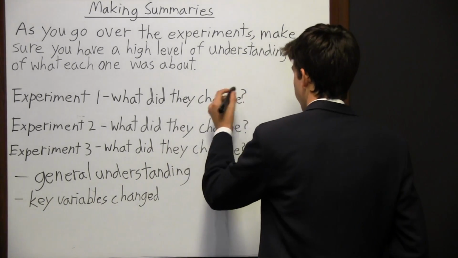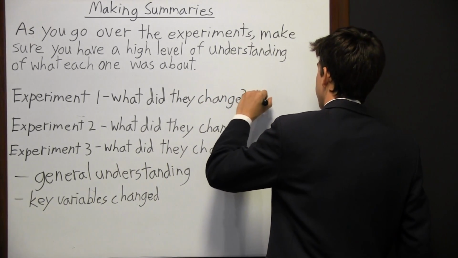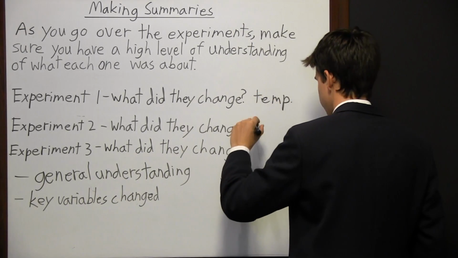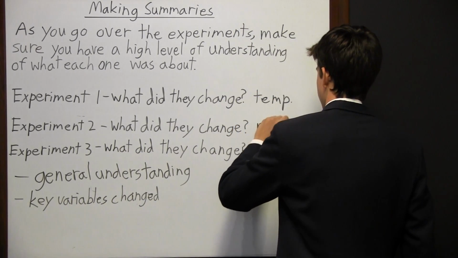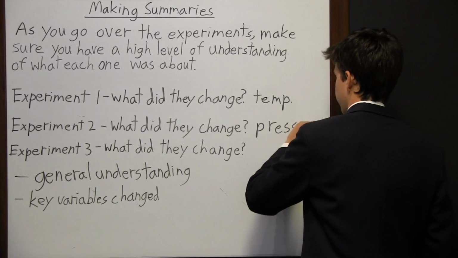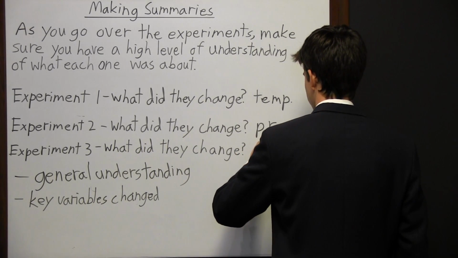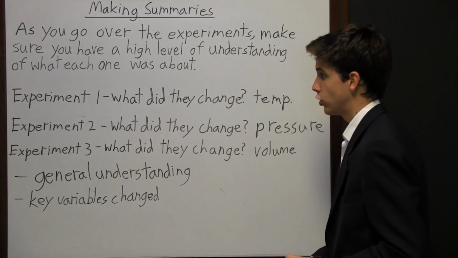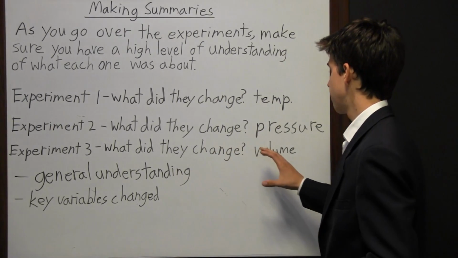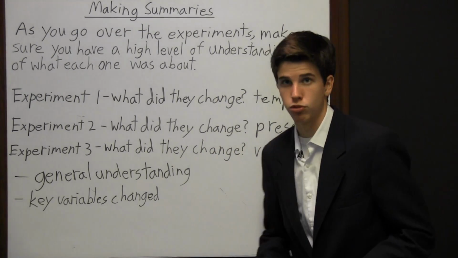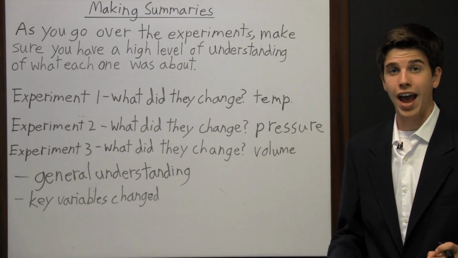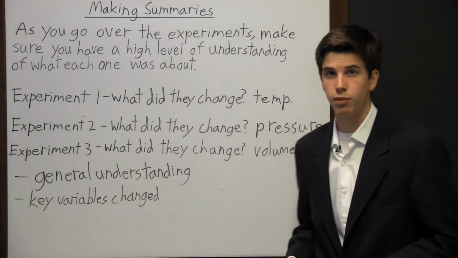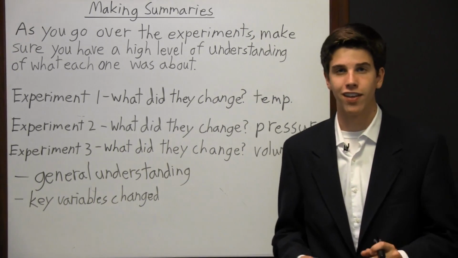You might even want to make a note of that, like in experiment 1, temperature was changed. In experiment 2, pressure was changed. And then in the third experiment, volume was changed. And so now you have a general understanding of what each experiment is about. You know which key variables were changed. And so then when you have a question about one of the experiments, you immediately know where to go to find the right answer.